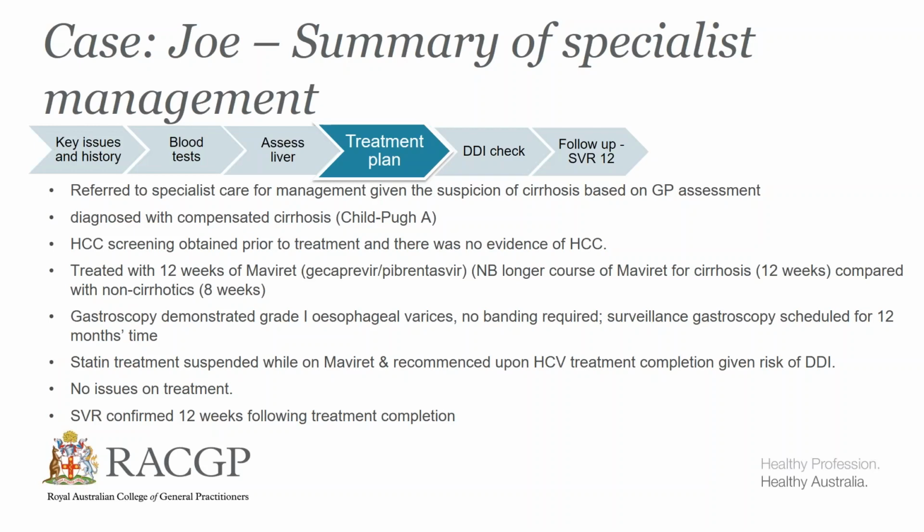That's right. So he was treated with 12 weeks of Maviret, which is the glecaprevir and pibrentasvir. There's a bit of a typo there, sorry. And he had the 12-week course. Just a reminder, we discussed on the previous case that the gentleman was eligible for an 8-week course given his absence of cirrhosis. But definitely in the setting of cirrhosis, 12 weeks of Maviret is indicated.